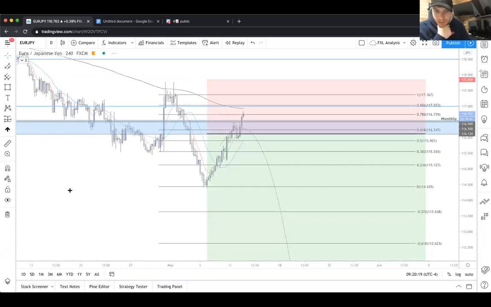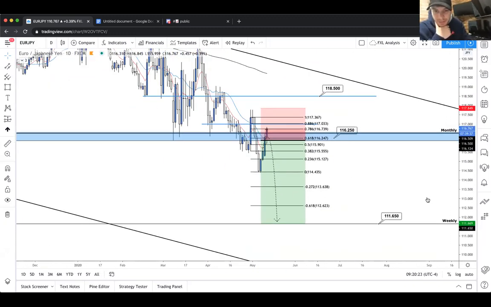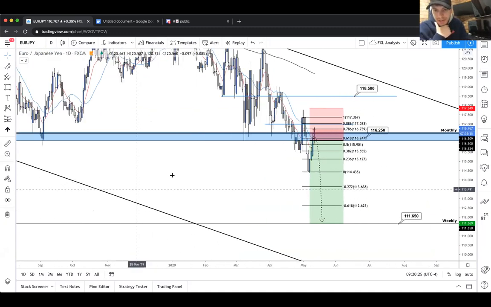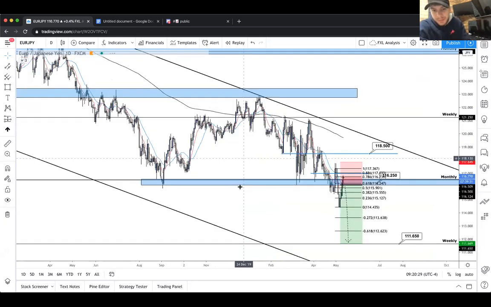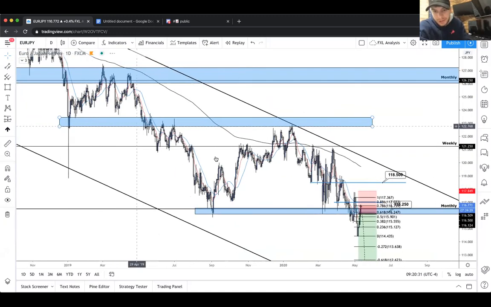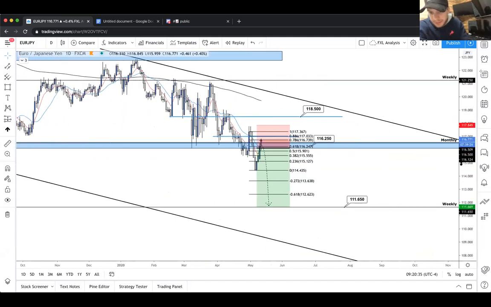We're on EJ now. Looking pretty similar to EU. It keeps dancing around this monthly level, right? So we've already established that the higher time frames are very, very bearish. We have a pretty strong daily bearish channel, right? And now we're at this monthly level.